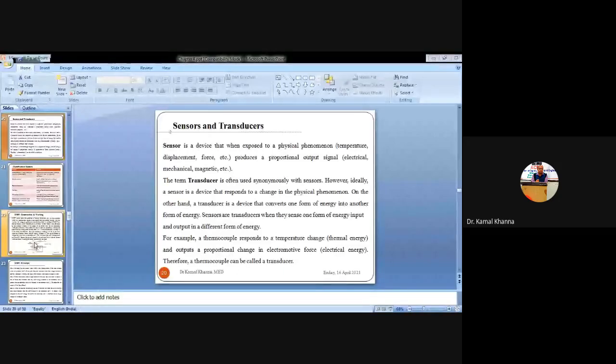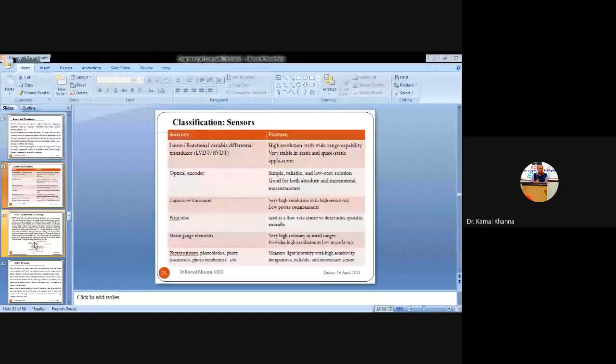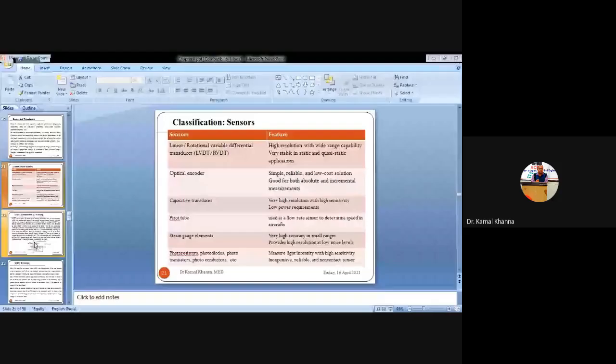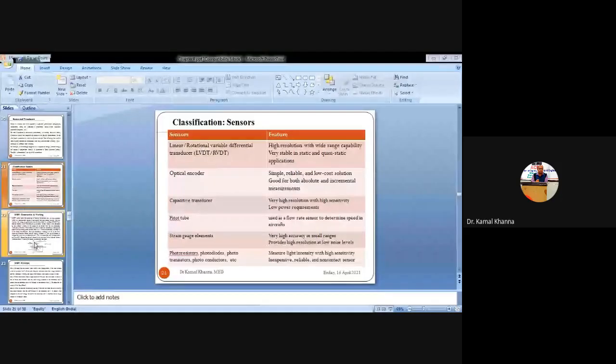So how will we classify the sensors? In this chapter, we'll study the linear and rotational variable differential transducer, optical encoders, capacitive transducers, and the Pitot tube. You have already read about the Pitot tube in your hydraulics and pneumatics subject, where it is used to find out the pressure rise. The next ones will be strain gauge elements, photoresistors, photodiodes, phototransistors, and photoconductors. So we'll do these sensors in our next class.